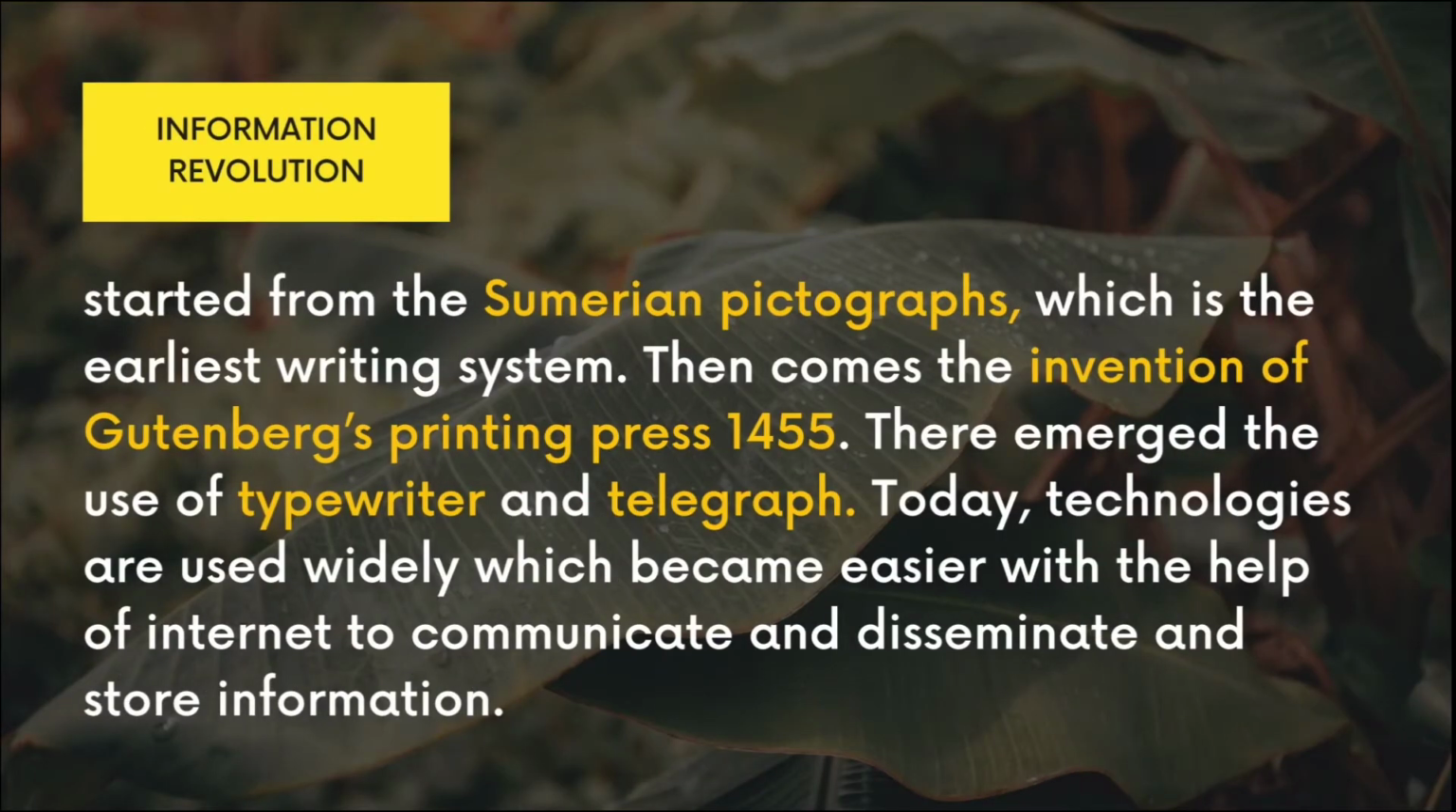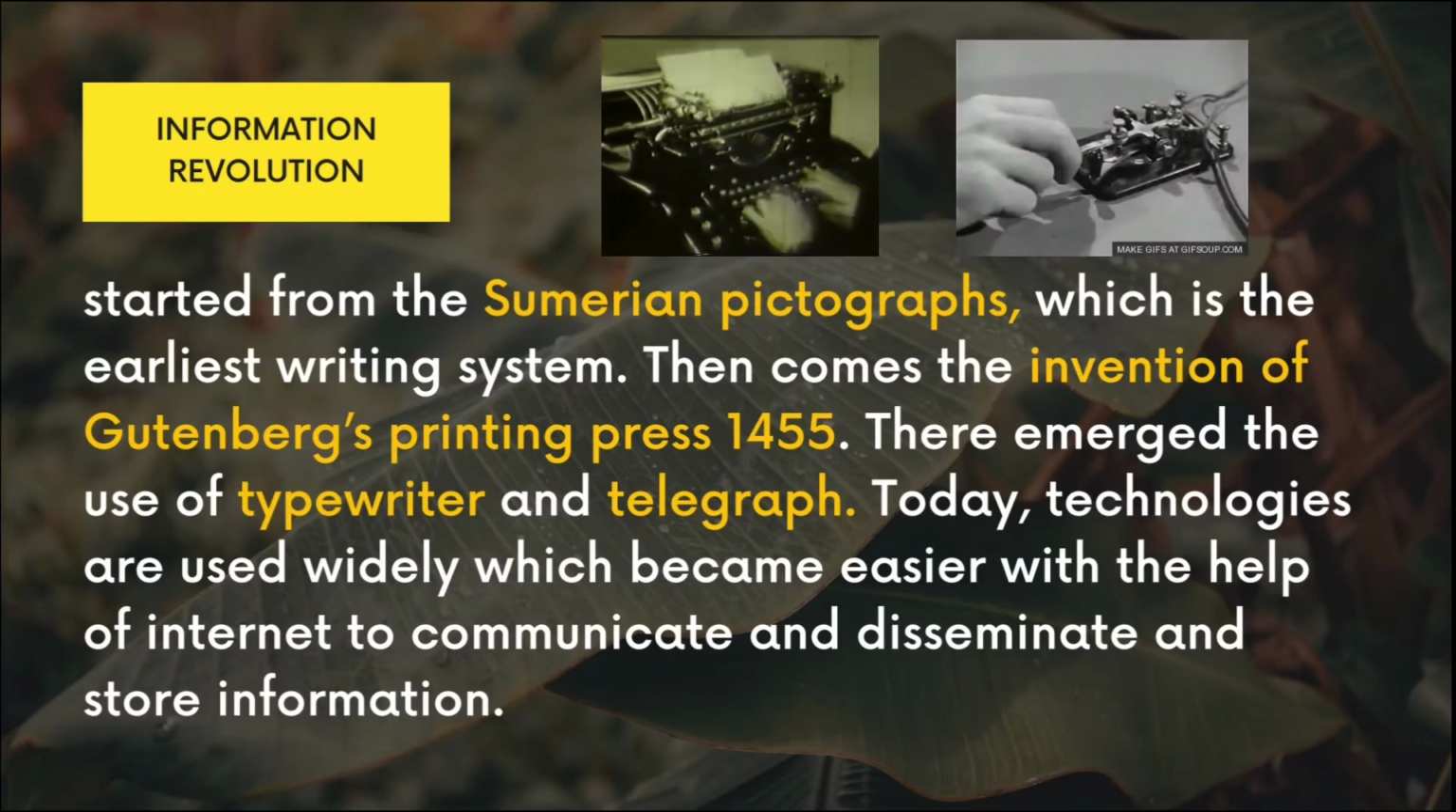Information revolution started from the Sumerian pictographs, which is the earliest writing system. Then came the invention of Gutenberg's printing press on 1455. There emerged the use of typewriter and telegraph. Today, technologies are used widely, which became easier with the help of the internet to communicate, disseminate, and store information.